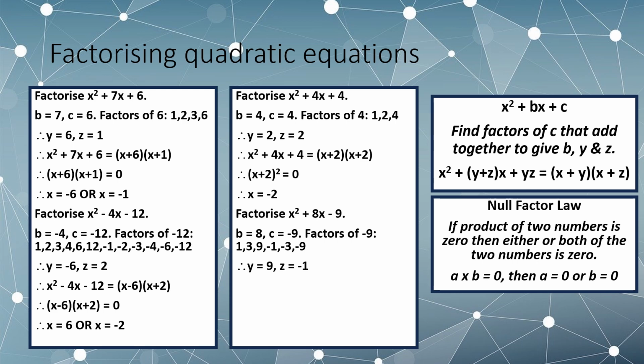Therefore, we have x squared plus 8x subtract 9 equals x plus 9 multiplied by x minus 1. Applying the null factor law, we have x plus 9 multiplied by x minus 1 equals 0. Therefore, x equals negative 9 or x equals 1 to solve each bracket.